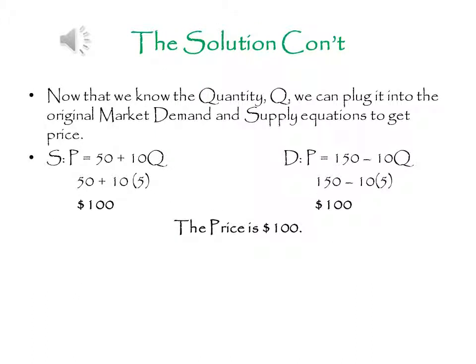Now we're at our last step. Now that we know the quantity, Q, we can plug it into the original market demand and supply equations to get the price. When you plug it into the supply equation, you get 50 plus 10 times 5, which is $100. When you plug it into the demand equation, you get 150 minus 10 times 5, which is also $100. So therefore, that's your final answer, and the price is $100 for the firm.